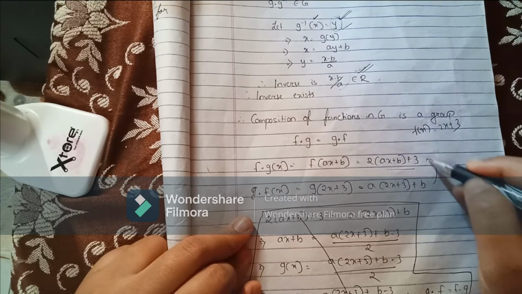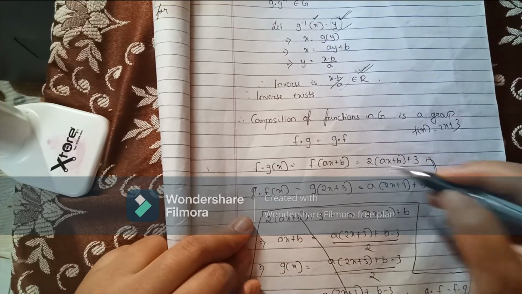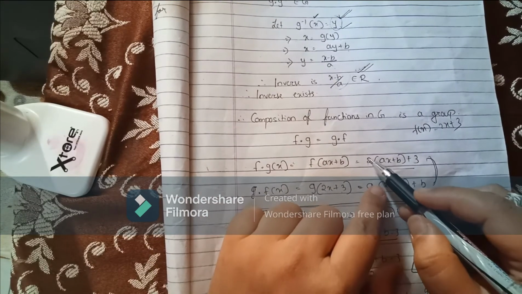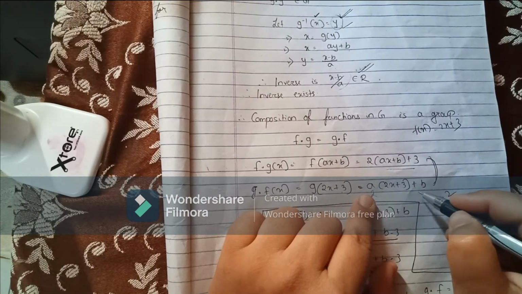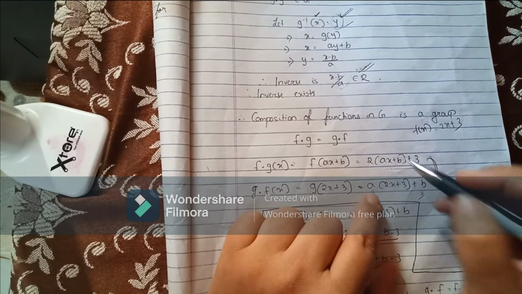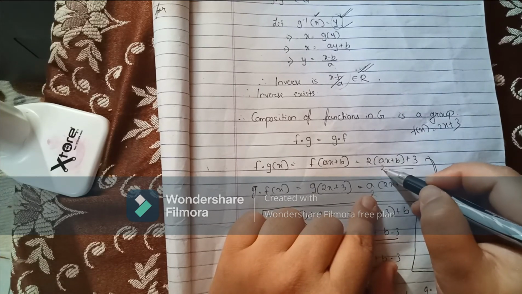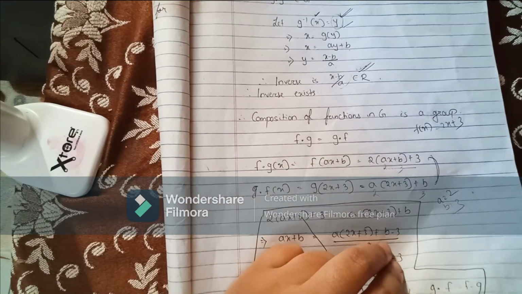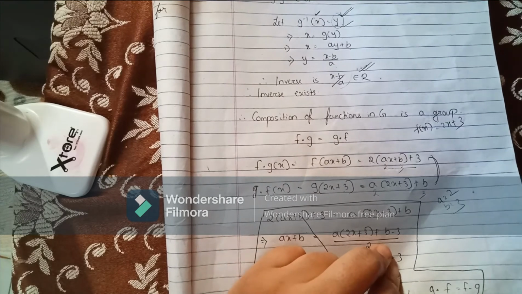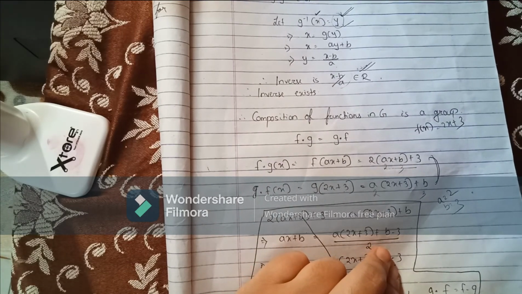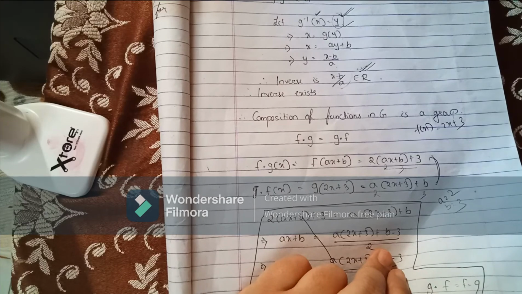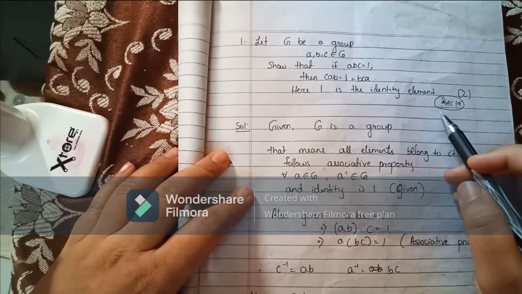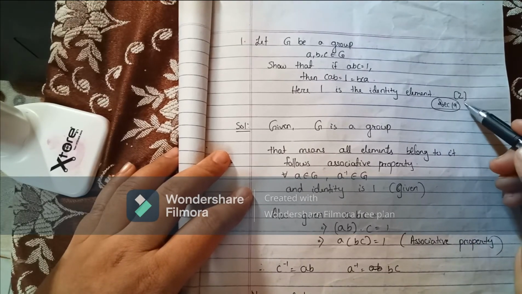Now for these two to be the same, if we write a equals 2 and b equals 3, both will be the same, because you can replace the 2 here and the 3 here. This part got the same. Now if you replace this 2 and this 3, then this part will also be the same. It is that simple. So you can directly write that for a equals 2 and b equals 3, f of g equals g of f.